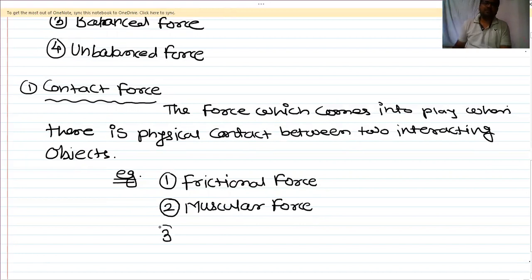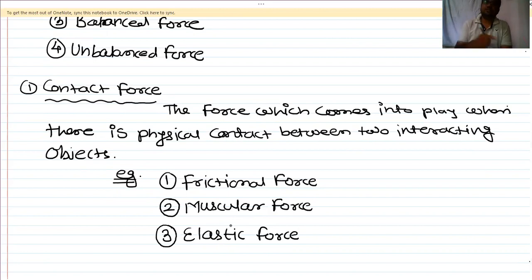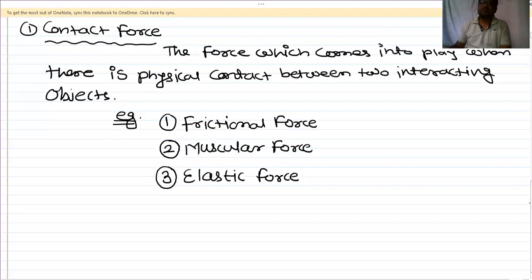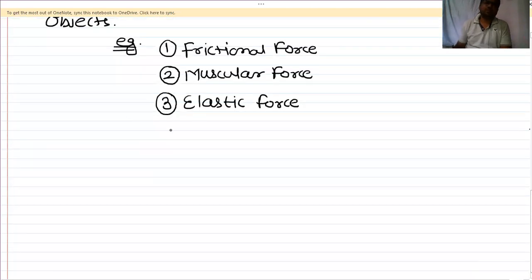Third one we have is elastic force, right? Elastic force. So what is this elastic force? If we have a rubber band, if you stretch it, right, what will happen? We have a contact between the atoms inside the rubber, we can say, and we have a force, and that is elastic force, and so on, we can say, right?